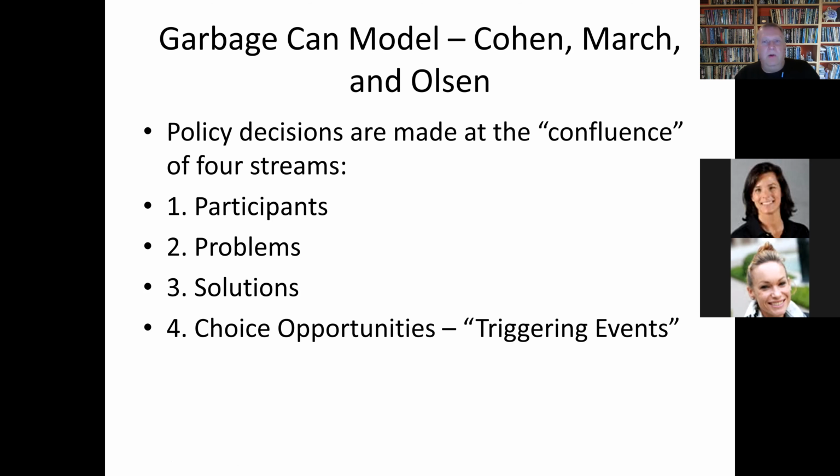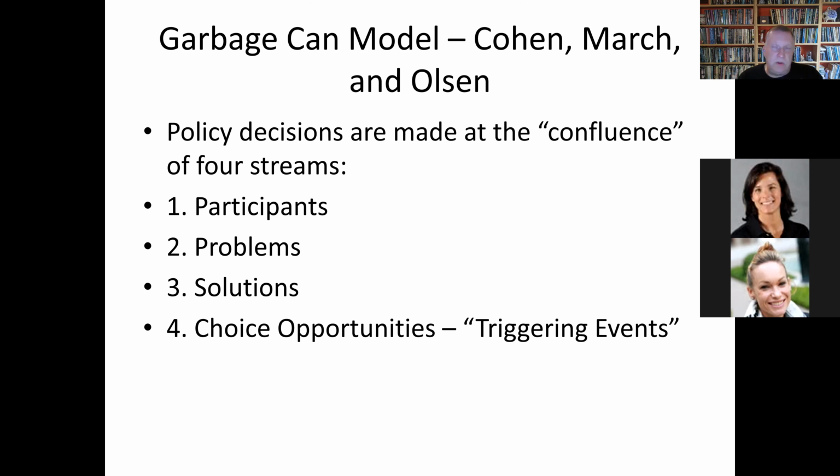There are steps that we follow in the garbage can model of decision-making. We make policy decisions, we make public policies, at the confluence of 4 different streams. So when these 4 streams listed on the screen all come together and converge, that's where we tend to make our policy decisions. And the 4 streams are participant, problem, solution, and choice opportunity or triggering event stream. So let's talk about those 4 streams and how they can come together.